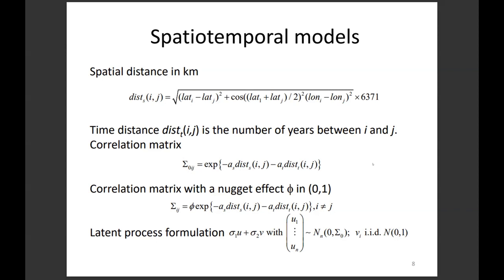We have two data points, i and j. There is a spatial distance and a time distance, and there are two parameters, one for the spatial association and one for the time. So this is the base model that we will be using. But early on, we noticed that there is more than just this going on. There is, on top of that, a nugget.